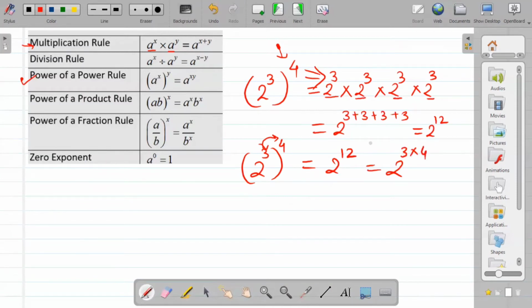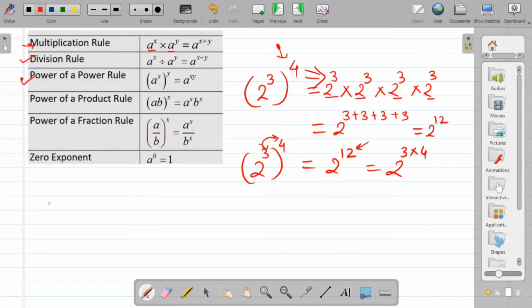And 3 4s are, again we will come back to the 12. So this is our third law, that is power of power. That whenever two powers are there which are separated by the bracket or they are one of above, then you can multiply them. Then next we can have the power of product.